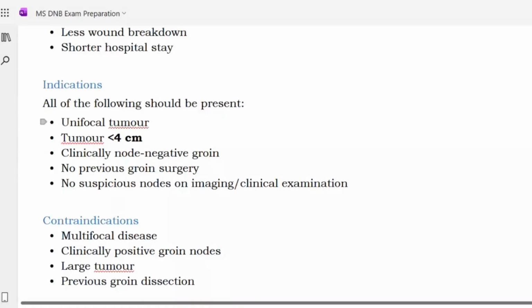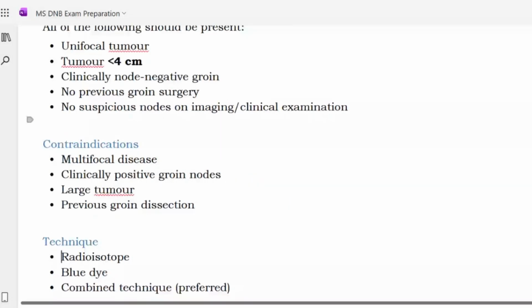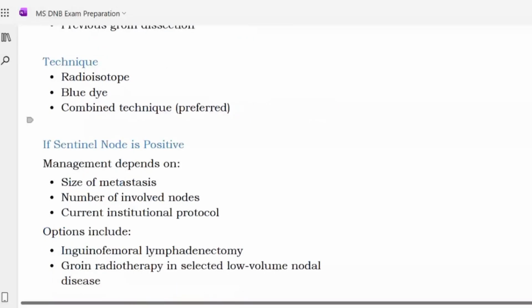What are the contraindications? If it is a multifocal disease, clinically positive groin nodes, large tumor, previous groin dissection, that is a contraindication for the SLNB. Okay, so technique: radioisotope, blue dye, or you can go for combined technique.